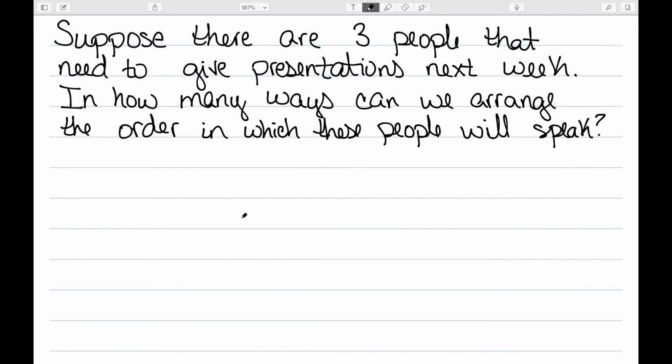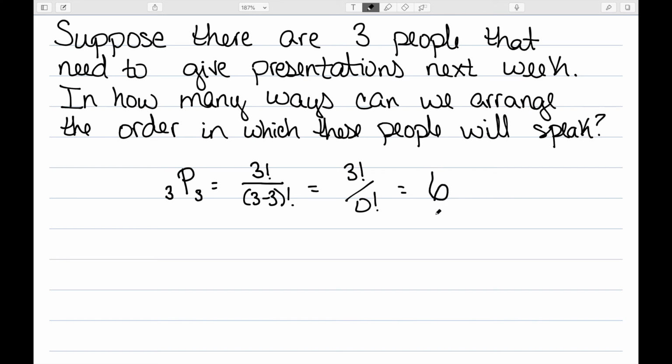Let's suppose there are 3 people that need to give presentations next week. In how many ways can we arrange the order in which these people will speak? Well, we have 3 people, and we need to pick all 3 of them. So using my formula, since we cannot repeat, 3 factorial over 3 minus 3 factorial, or 3 factorial over 0 factorial. We've already said that 0 factorial is 1 in a previous video, and 3 factorial is 6. So we have 6 ways to arrange this.